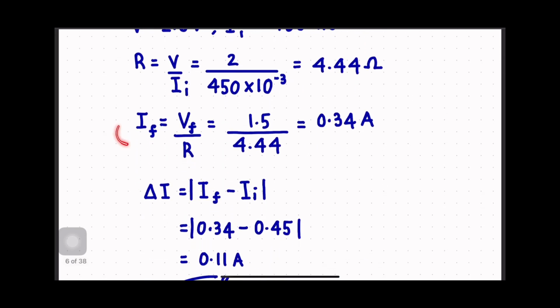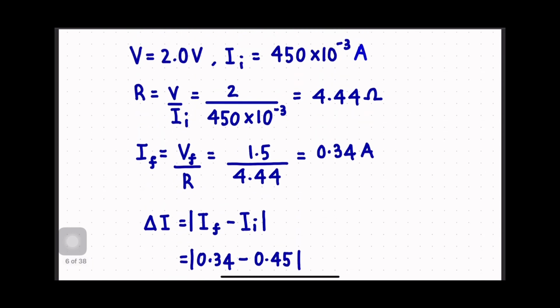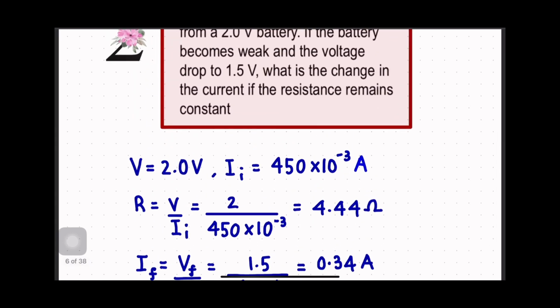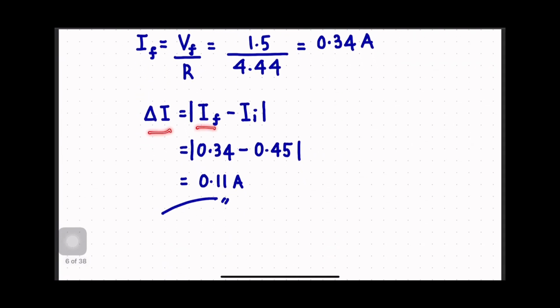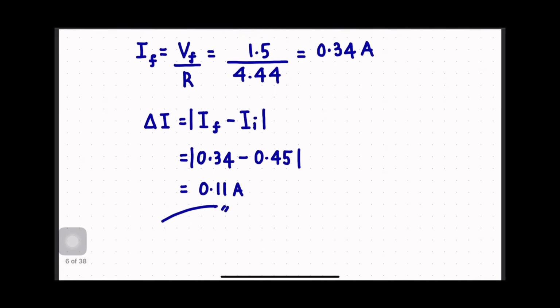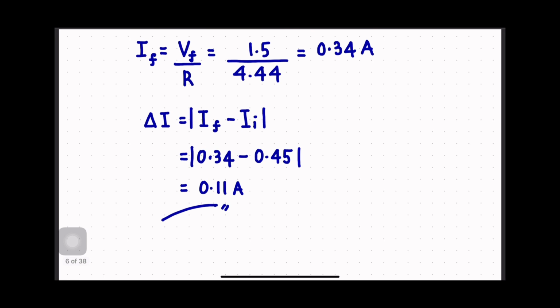Because they said the resistance remains constant, we can determine the value of I when the voltage drops to 1.5 volt. Jadi kita akan kira I final. When the final voltage is 1.5 volt divided by the same value of resistance, we get 0.34 ampere. So the question asks, what is the change in the current? Change in the current means delta I is equal to I final minus I initial. So saya buat modulus lah. So we get the change of the current is 0.11 ampere.